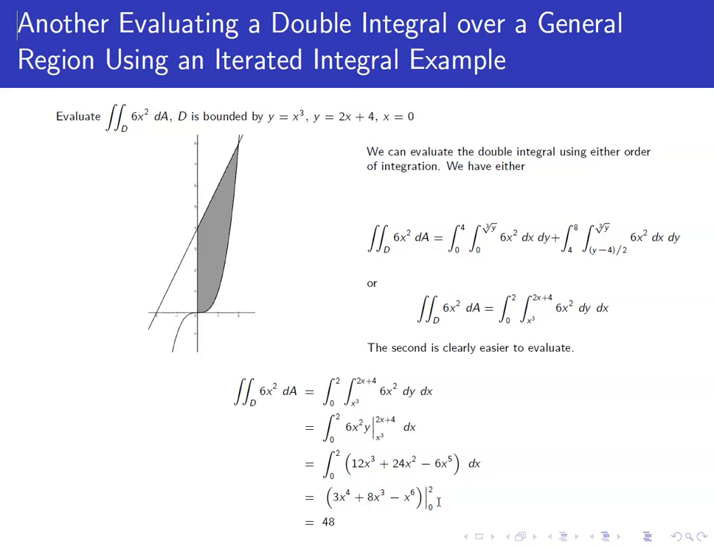The antiderivative for that is 3x to the fourth plus 8x cubed minus x to the sixth, and when we plug in our endpoints and simplify, we should get 48.